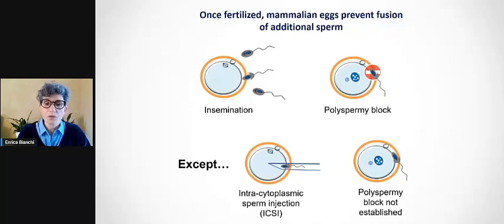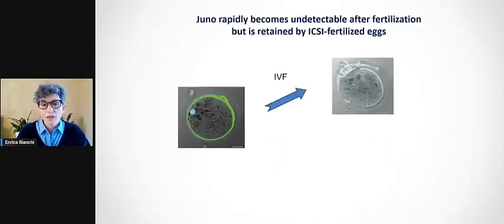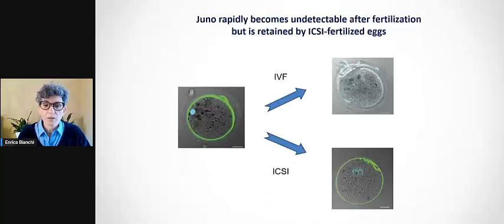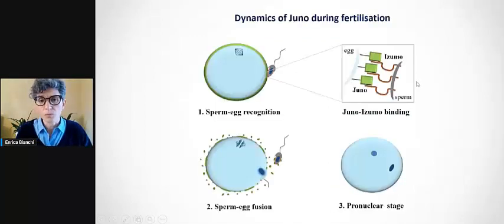And so we reasoned that we could check the expression in ICSI fertilized eggs, and we were reassured to see that Juno was actually maintained on the surface of oocytes fertilized by ICSI. So you can see here the expression of Juno even at the pronuclear stage, while this doesn't happen when eggs are fertilized by standard IVF.